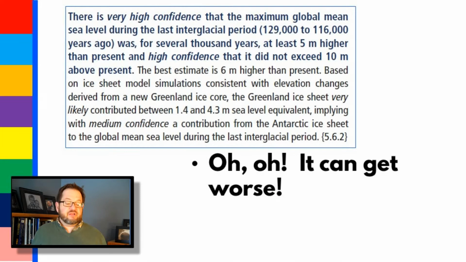There is very high, though this one's scary, very high confidence that the maximum global sea level during the last interglacial period, which happened more than 100,000 years ago, was at least 5 meters higher than present, and probably not more than 10 meters above present. It's probably about 6 meters higher than present in that period. So in the last interglacial period, the last time the glaciers were all gone, sea level was probably about 6 meters above present.